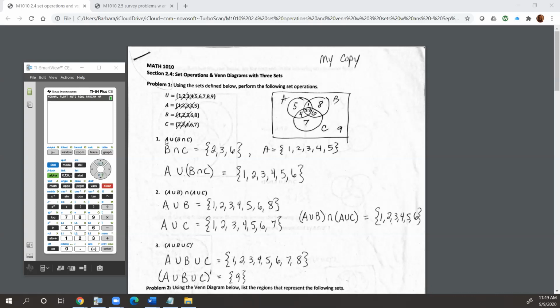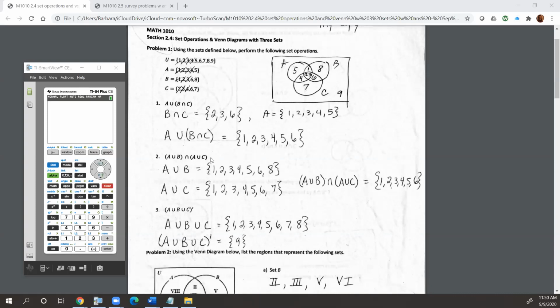What is the union of A and the intersection of B and C? We first begin with finding the intersection of B and C. Looking at our Venn diagram, or just the numbers here, we're looking for elements they have in common, which are the numbers 2, 3, and 6. When we find the union of A and the set B intersect C, we want all the numbers in B intersect C with all of A, which is 1 through 5. And so all the numbers represented here are 1 through 5 and the number 6.